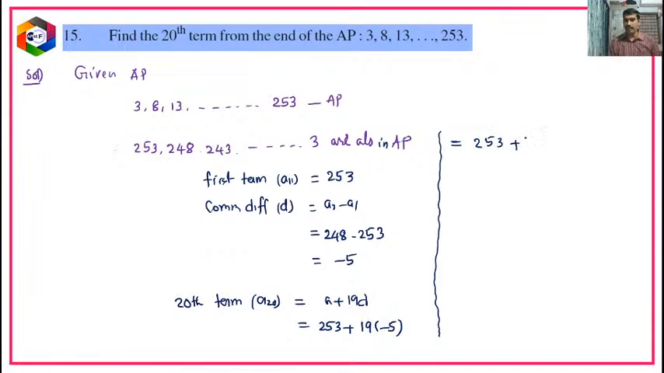Upon simplification, 253 plus 19 fives, it is minus 95. Now 13 minus 5 is equal to 8. Now 4 is left, so 14 minus 9 is equal to 5, and 1 was also borrowed already, so 1. So 158 will be the 20th term if you assume from the back side, that's all.